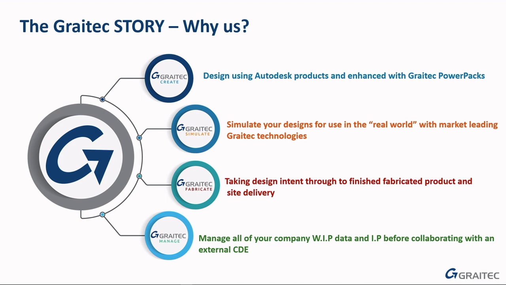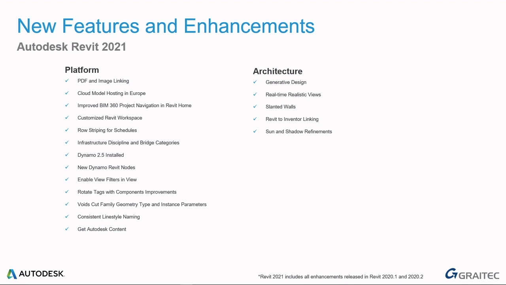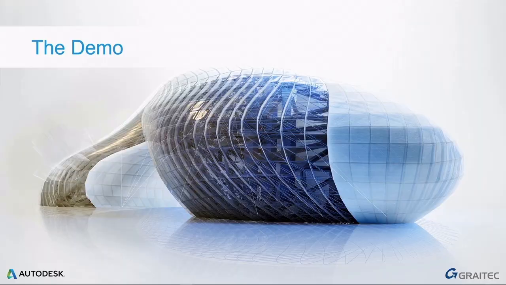Okay, on to the main event. We have quite a list of improvements with Revit 2021, from the basic Revit platform to improve areas of work right across all sectors, as well as new features specifically for architecture, structures and MEP. In this presentation, we're going to be concentrating on the useful parts of the architectural side. Okay, let's get on with the demo.